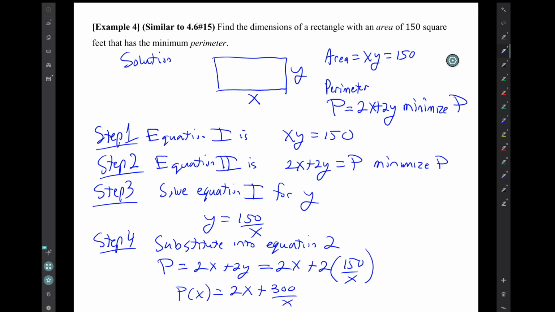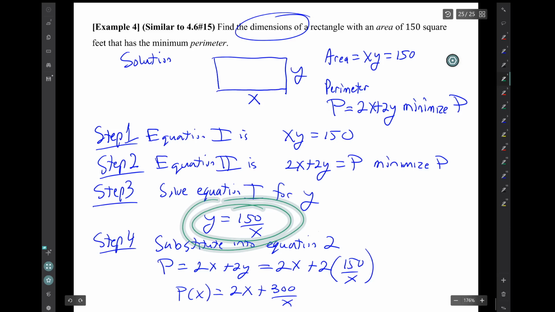Now what's the domain of this function? We have to have x greater than 0 because we're talking about dimensions here. So x has to be greater than 0, but also y has to be greater than 0. But look, x and y are related by that equation, so if we just require x to be greater than 0, that's going to take care of y being greater than 0 as well. So our domain is all x greater than 0.